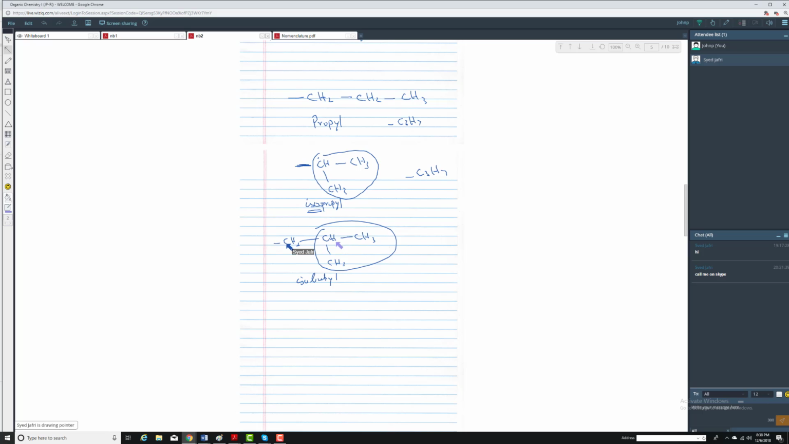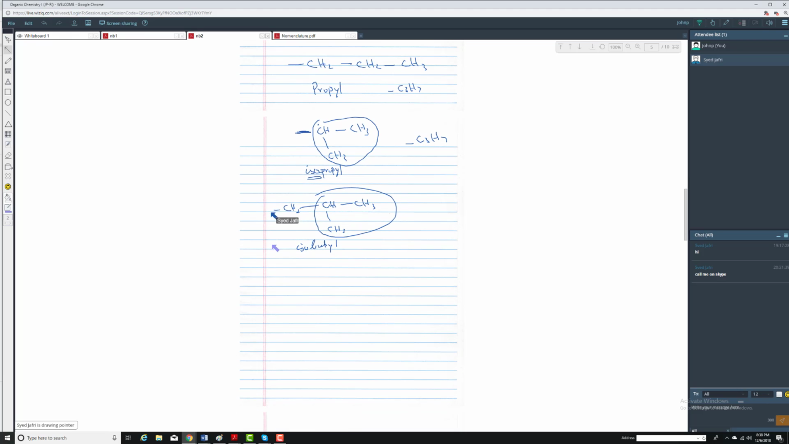And now you have an extra carbon, and the further is going to attach from there. If one more CH2 is added, it is going to be isopentyl. Alright? This is okay, because this is iso.